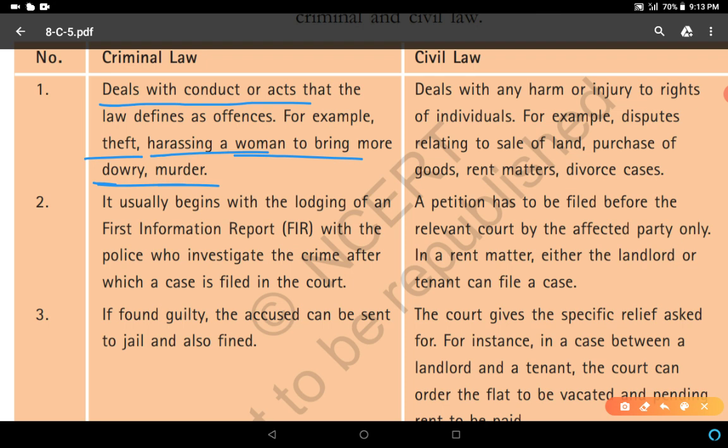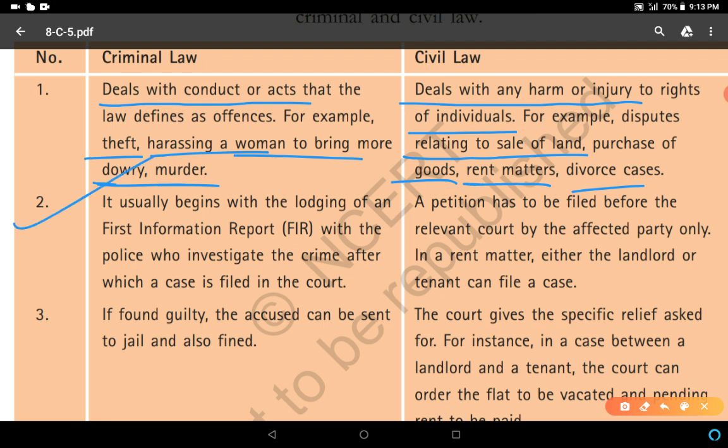But civil law deals with any harm or injury to the rights of individuals. For example, disputes relating to sale of land, land disputes, purchases of goods, rent matters, and divorce cases. So these kinds of cases are examples of civil cases.